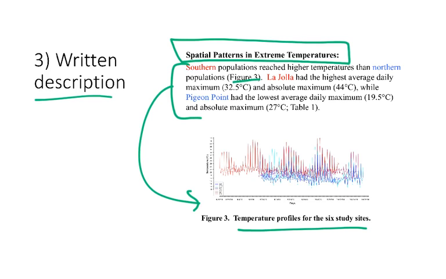So here we say La Jolla had the highest average daily maximum. We're giving an actual temperature and absolute maximum. Again, giving a temperature, while Pigeon Point, a Northern California site, as we know from the color coding, had the lowest average daily maximum. Again, we're giving a specific temperature and absolute maximum. Here we're giving another temperature and also providing a reference to a table.